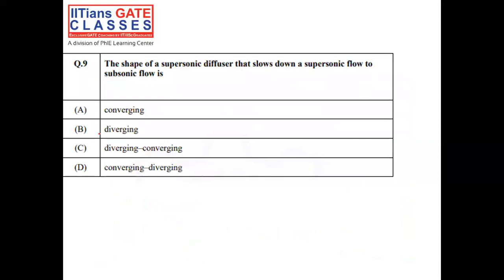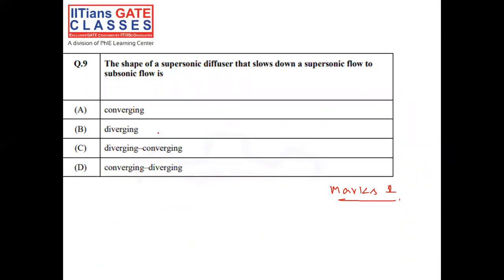Okay. So next question. The shape of the supersonic diffuser that slows down supersonic flow to subsonic flow is. Okay, so different options are there: converging, diverging, converging-diverging, and diverging-converging.